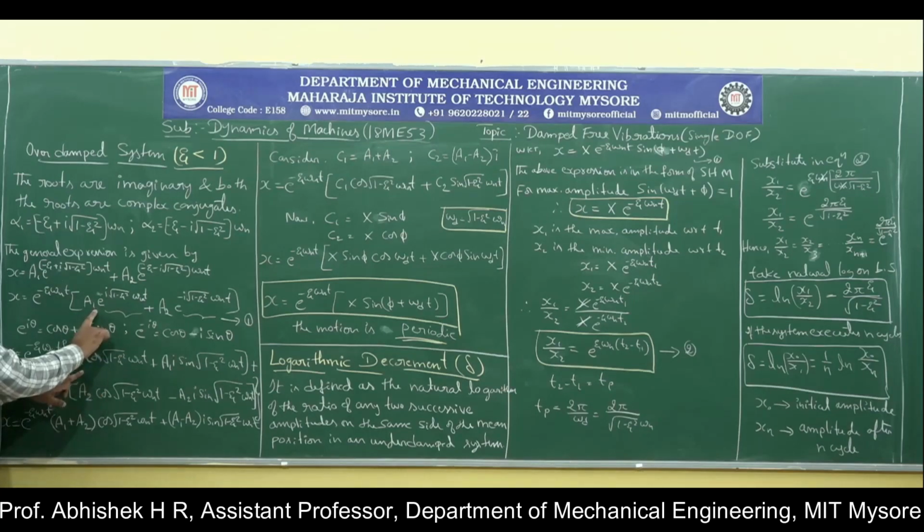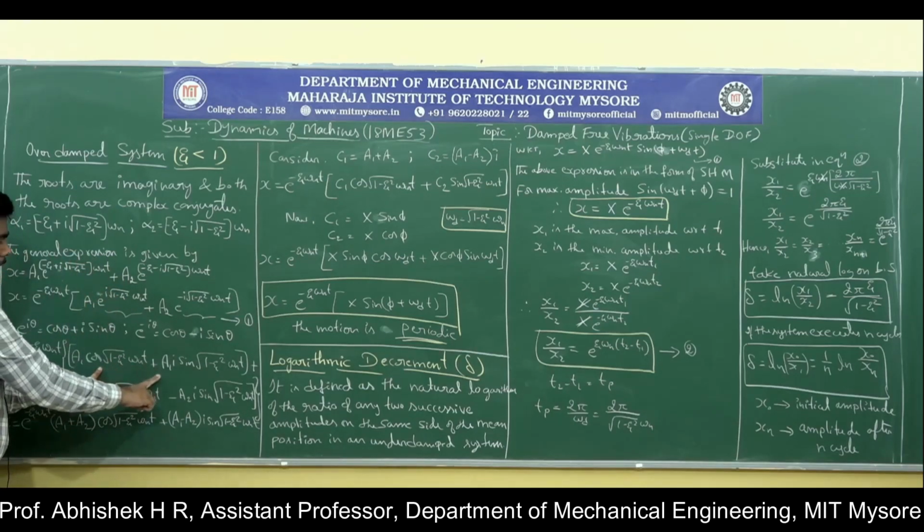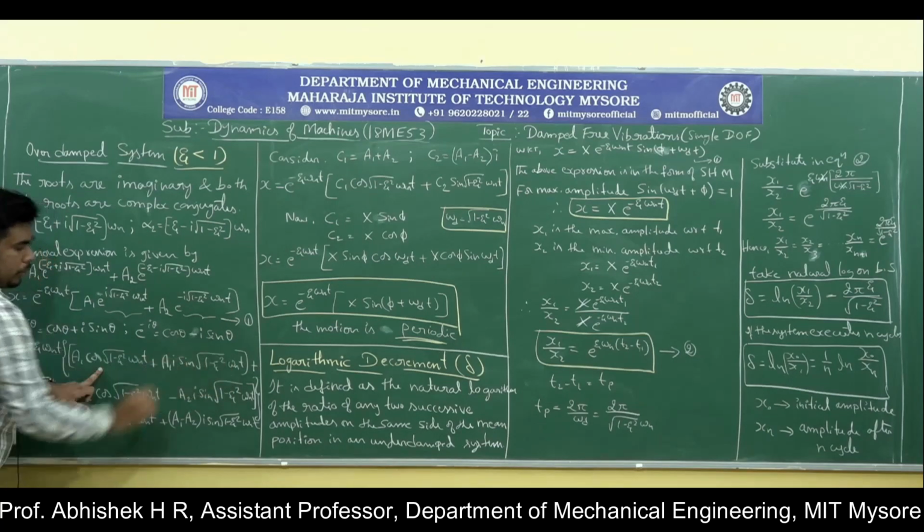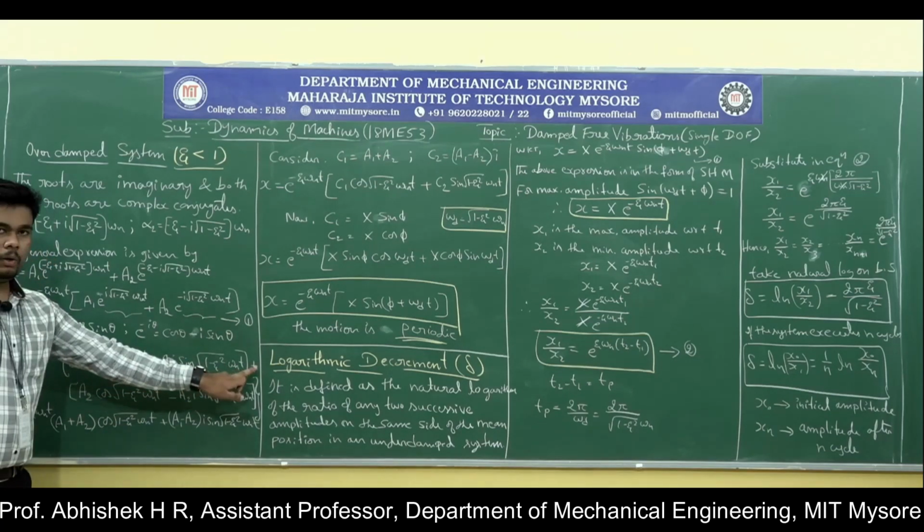Then a1 into e to the power of I theta, so that is cos theta plus I sin theta. So we have to multiply with a1: a1 into cos theta plus a1 into I sin theta, where theta is square root of 1 minus zeta square omega n into t.